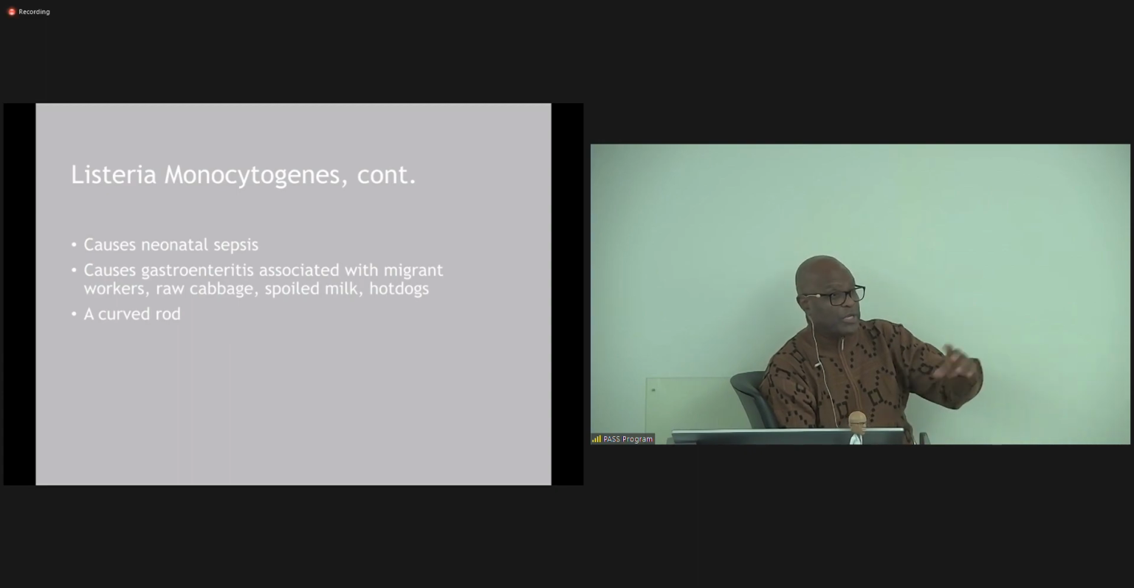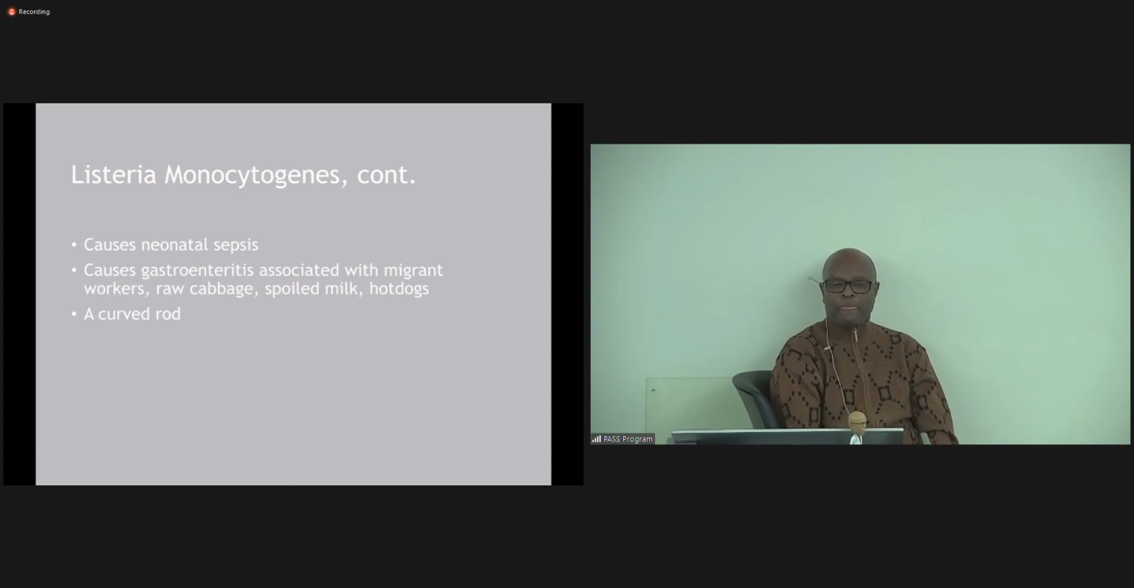Now, remember, if it's just regular milk, that's Staph aureus. This is spoiled milk. So you've got to read carefully what they say about that milk. All right. Migrant workers, because they were eating cabbage out in the field. Raw cabbage, because that's what they were eating. And then hot dogs, because hot dogs contain spoiled milk.